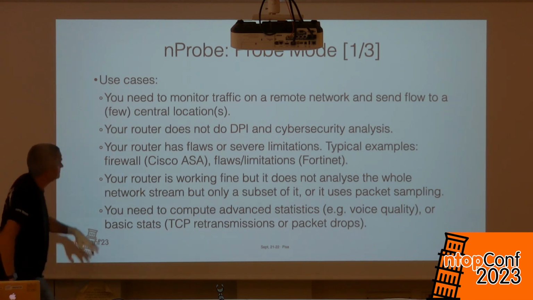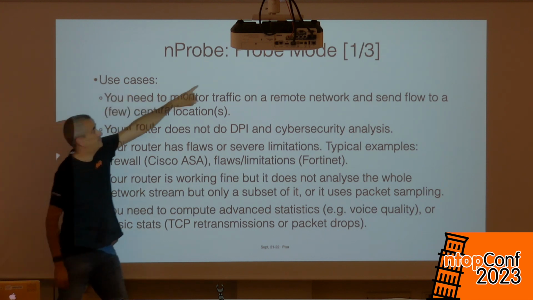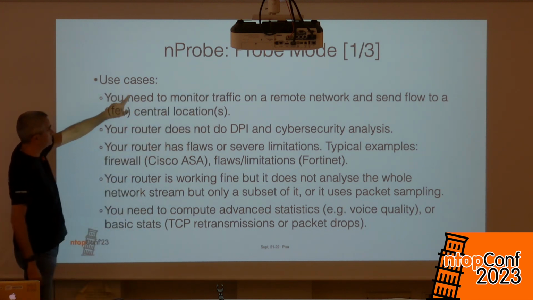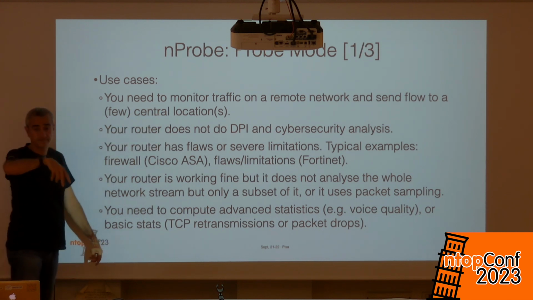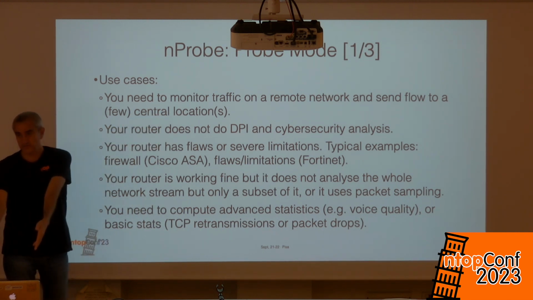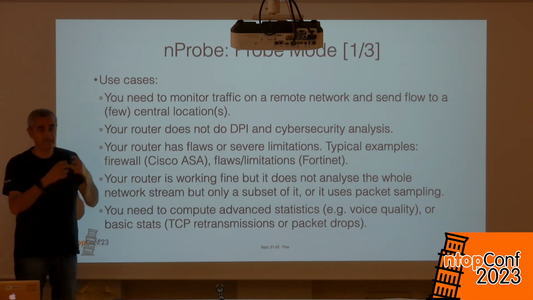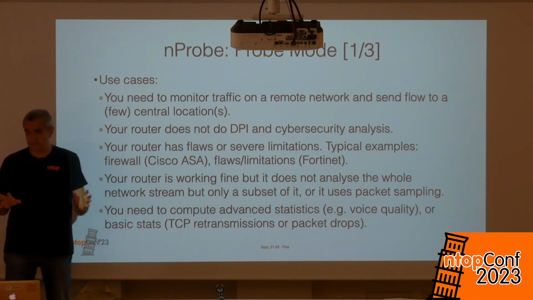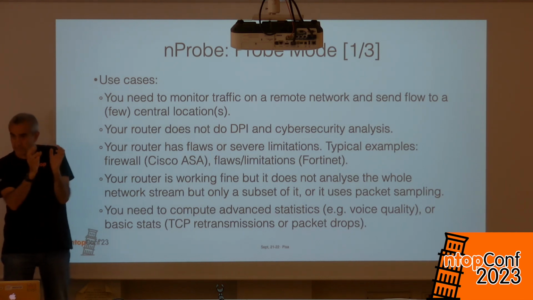So let's see why these 3 modes. What's the use case? Probe mode. A use case is, for instance, you need to monitor traffic on a remote network and send flows to a central location. So you put your mProbe on your PC, as I showed today. You capture packets. You create flows out of those packets. Again, a flow is a way to compress traffic. Compress not like a legit zip, because it is compression with loss. So you lose information, and you keep what is relevant for you. Okay?